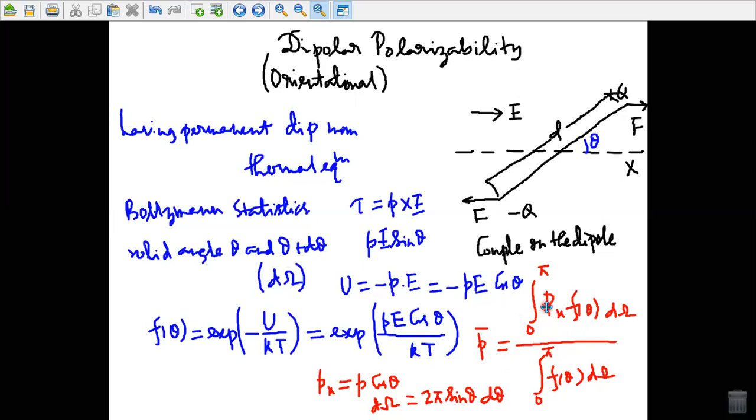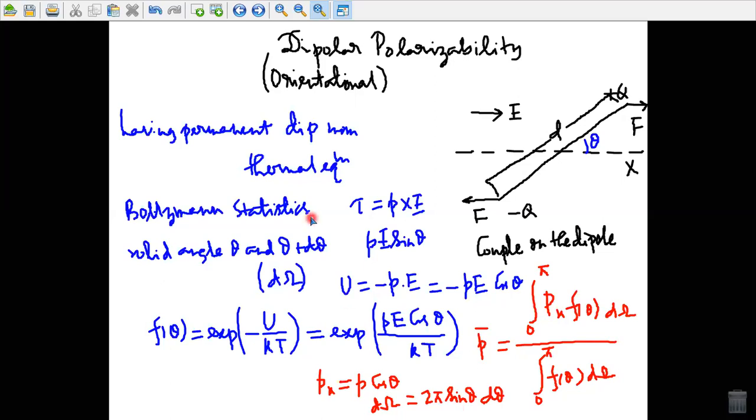The moment contribution per dipole p lying within the solid angle can be determined by integrating over all angles from parallel alignment, that is theta equals 0, to the anti-parallel alignment, that is theta equals pi. So the average p would become the integral from 0 to pi of p_x f(theta) d omega over the integral from 0 to pi of f(theta) d omega, where p_x is p cos theta, d omega is the solid angle 2 pi sin theta d theta, and f(theta) is the Boltzmann distribution.